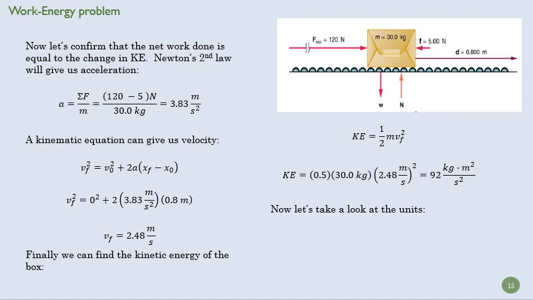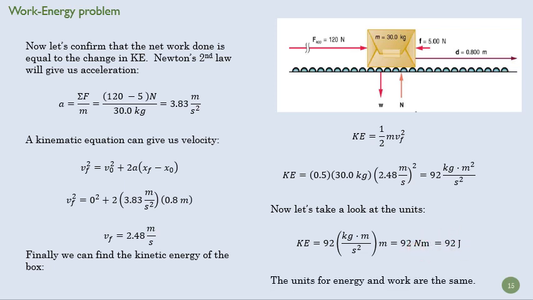Well, let's take a look at those units. If we take one of those meters from the meters squared and put it outside our parentheses, we have kilogram meters per second squared times meters. And if you go back and look at your force notes, you'll recognize this as the unit for force. So this is actually a newton meter, which makes sense, right? Work is force times distance. And then a newton meter, as it turns out, is the same as a joule. So the units for energy and work are the same, and the work energy principle holds.